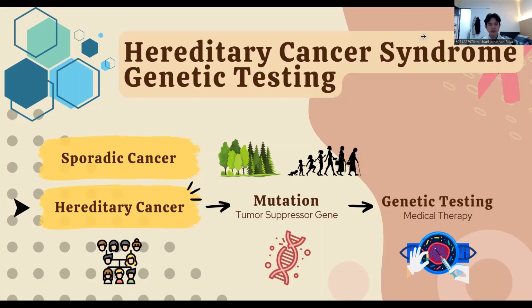This happens because of a mutation in a gene called a tumor suppressor gene. This is a gene that codes for certain functions to prevent ourselves from developing cancer. If this gene is mutated, it will not do its function properly. So to test if someone has this mutation or not, we could do genetic testing for initial screening, and medical therapy to prevent further cancer development.